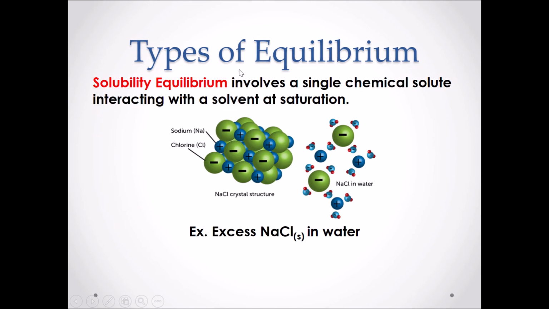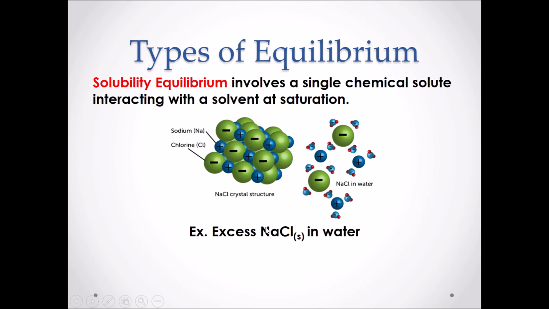The next type is solubility equilibrium, which involves a single chemical solute interacting with a solvent at saturation. So in our picture, we can see that we have put a cube of NaCl in water. And what happens is, since water is polar, it will be attracted to the ions and it will separate those ions, dissociating NaCl in water.